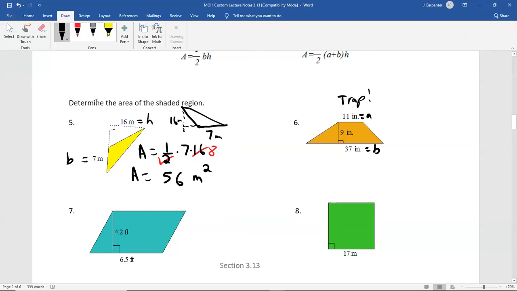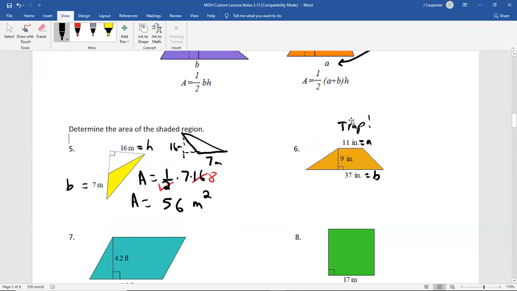So our formula is 1/2 times the sum of the A and the B times the height. What's the height? That's the distance between them. So this 9 inches, that's the height. So our area is 1/2 times the sum of the A and B, which is 11 and 37, and then times the height, which was the 9.